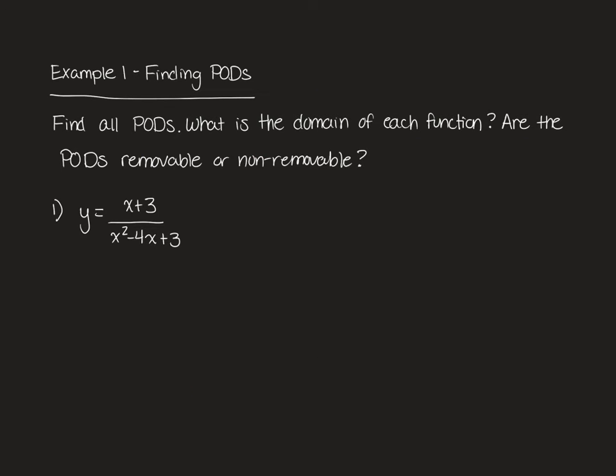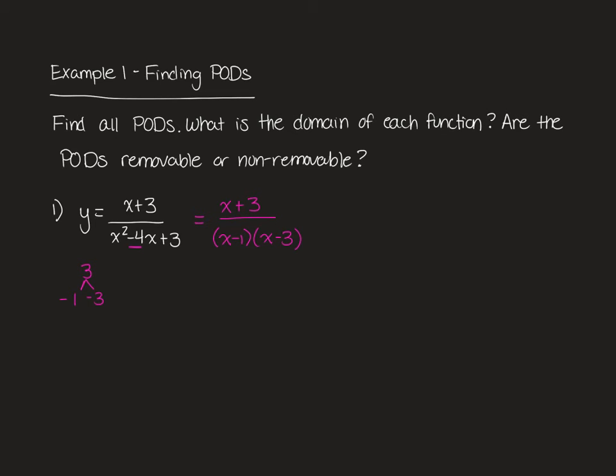Now let's talk about finding these PODs. Find all PODs. What is the domain of each function? Are the PODs removable or non-removable? So here's how you find your PODs. You want to factor everything. x plus 3 does not factor in the numerator. The denominator does. Two numbers that will multiply to 3 but add to -4 are -1 and -3. So it factors to x minus 1 and x minus 3. Now, can anything cancel? No.